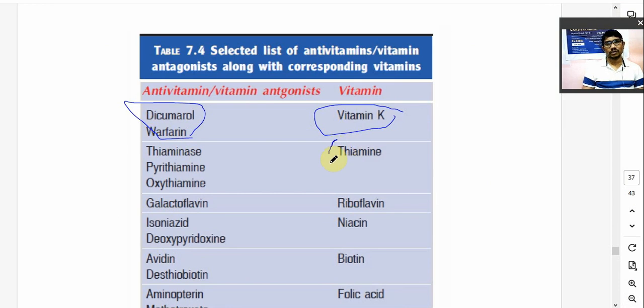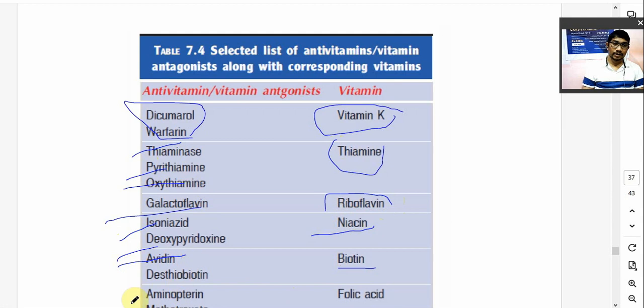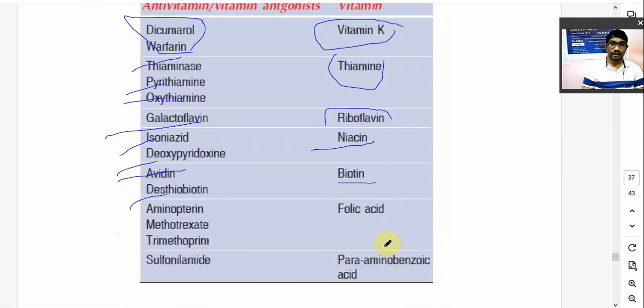थायमिन का एंटागोनिस्ट कौन है? अपन देखा है थायमिनेज, पायरीथायमिन, ऑक्सीथायमिन, थायमिन सल्फोनिक एसिड. राइबोफ्लेविन का एंटागोनिस्ट कौन है? गैलेक्टोफ्लेविन. विटामिन B3 नियासिन का एंटागोनिस्ट कौन है? आइसोनियाजाइड एंड डीऑक्सीपिरिडोक्सिन. बायोटीन B7 का एंटागोनिस्ट कौन है? एविडिन एंड डेसथायोबायोटीन. फॉलिक एसिड का एंटागोनिस्ट कौन है?